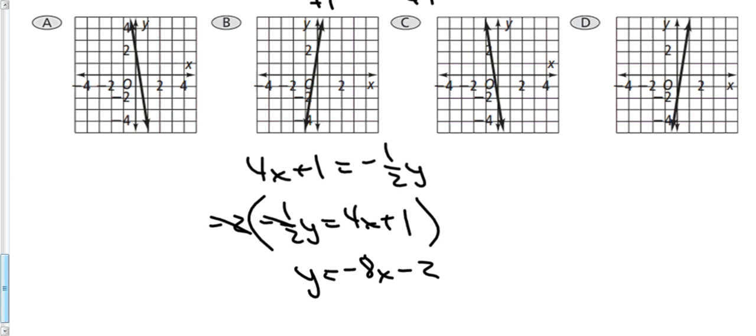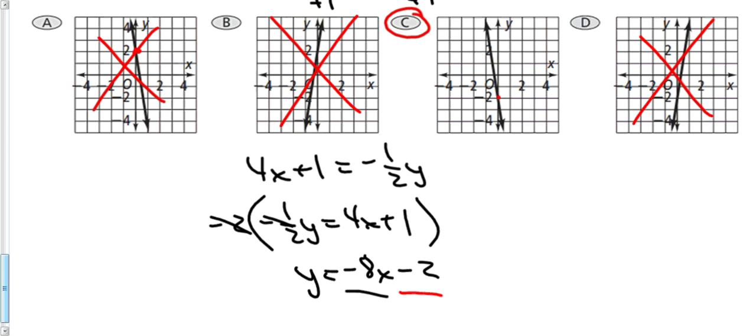Now, this tells me my slope is negative, which rules out this one and this one, because both of those lines go up from left to right. This tells me that my y-intercept is -2. This intercept is +2, so that one's out. So even if you couldn't see exactly which points are where, we can see that this has an intercept of -2 and a slope of -8, and my answer is going to be C.